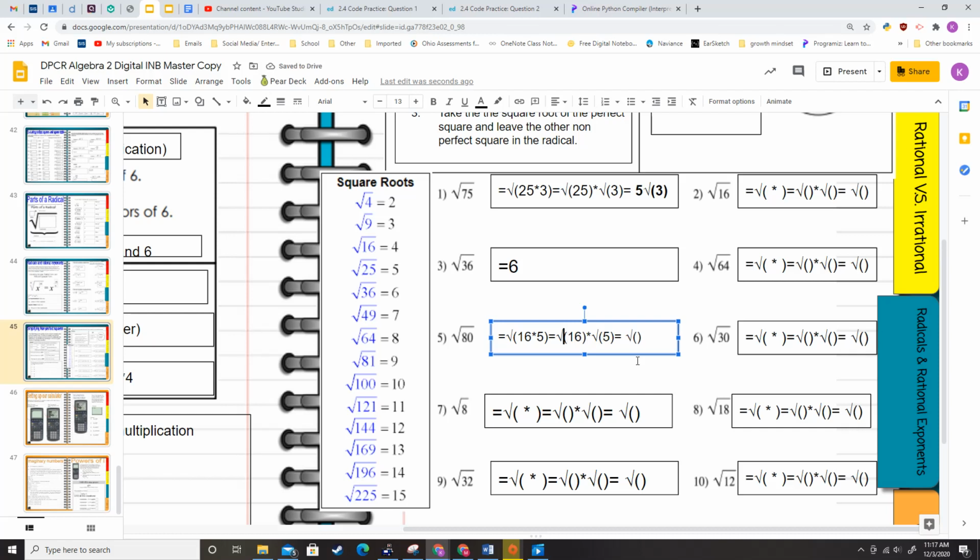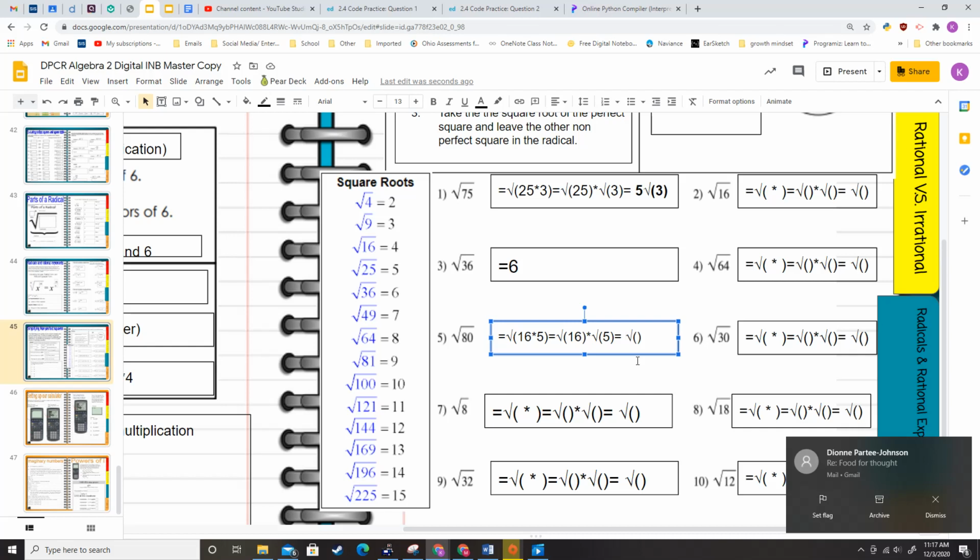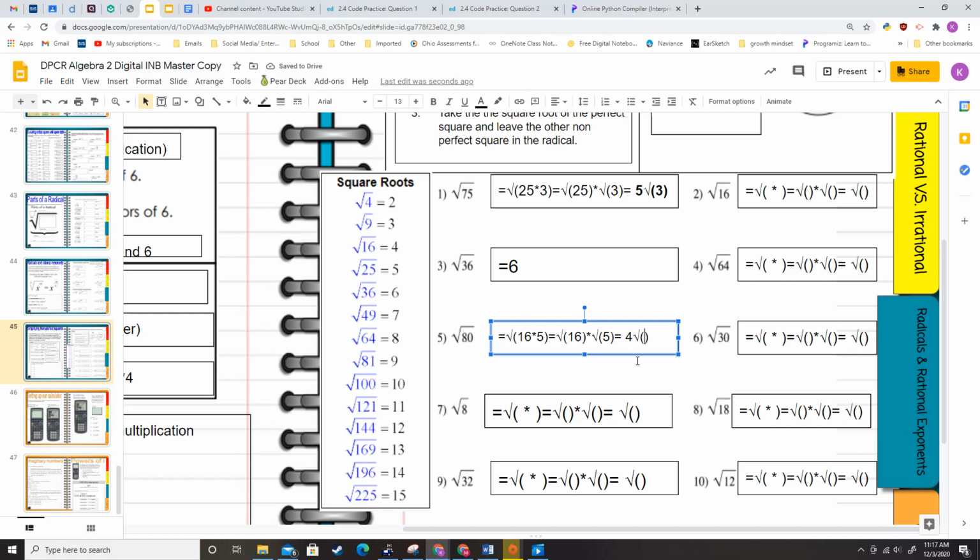And then I take the square root of what I can take the square root of, and I leave what I can't. So in this case, I can take the square root of 16, which is 4. And I can take the square root of 5. Sorry, I can't take the square root of 5, so I leave it by itself. So 4 times the square root of 5 is the simplified version of the square root of 80.